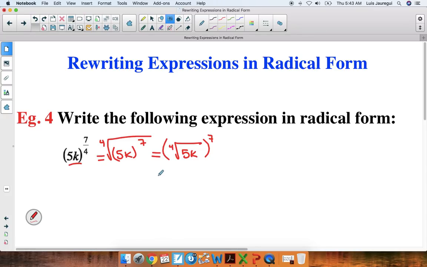So in this particular video, we focused our attention on rewriting expressions in radical form. Recall that if you have x to the p over q, where p is your numerator and q is your denominator, you can rewrite this in the form x to the p under the qth root, or after you change the order, you can take the qth root of the base, in this case x, and then elevate the result to the p power. So that takes care of how to rewrite expressions in radical form.